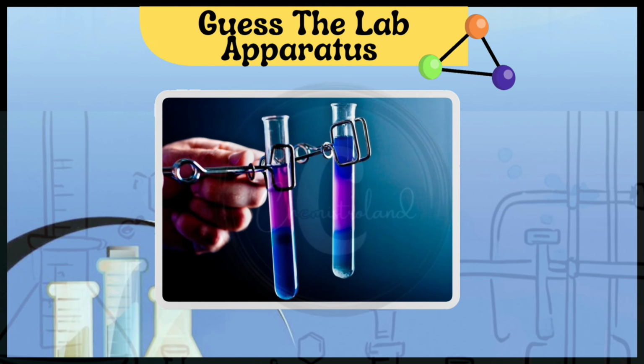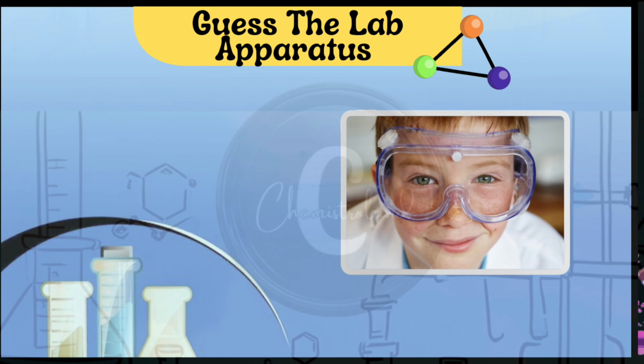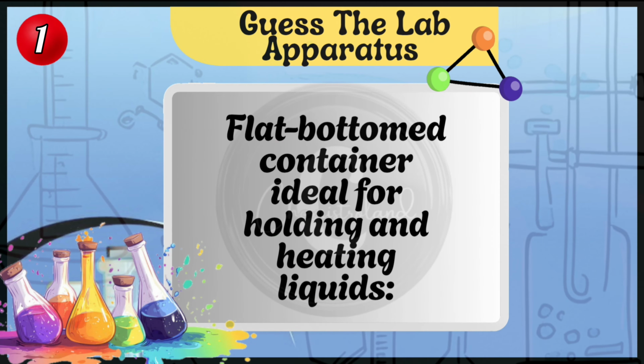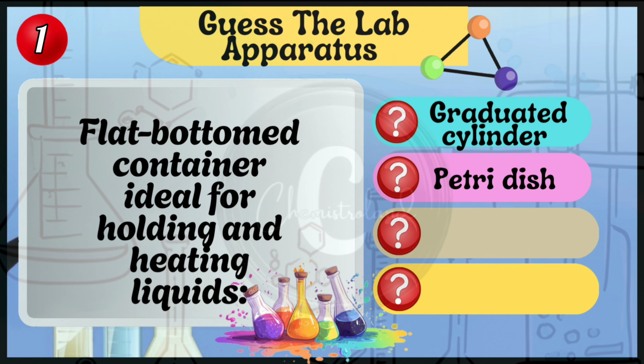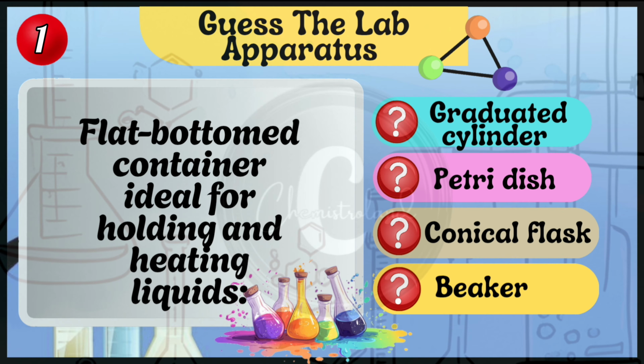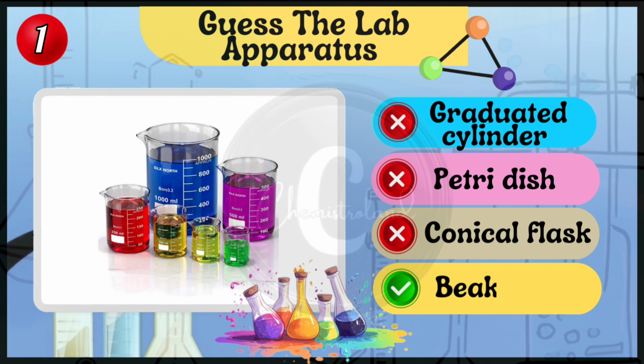Hey friends, can you guess the lab apparatus in 5 seconds? Challenge. Let's get started. Flat-bottomed container, ideal for holding and heating liquids. Options are graduated cylinder, petri dish, conical flask, and beaker. Beaker.